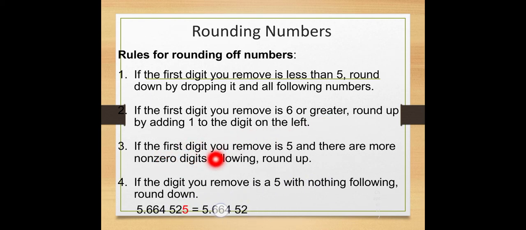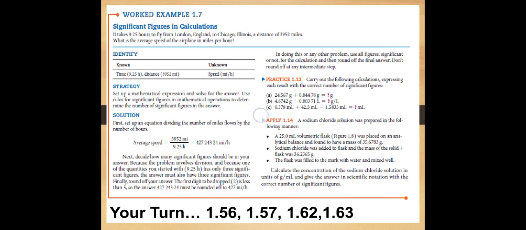Then lastly, if the digit you remove is a 5 with nothing following, for example, the first digit that we are going to remove is 5, and there are no non-zero digits or nothing following, we simply drop it and round down that number. We write 5.66452. So here are some examples.